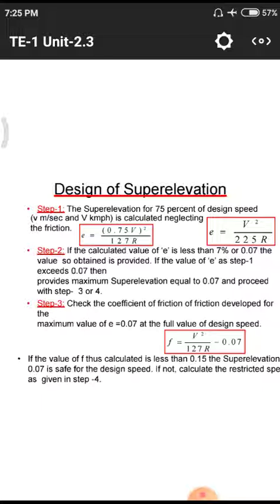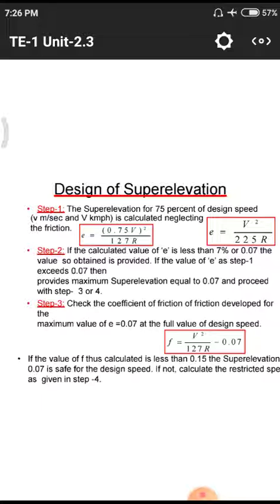Normally e plus f equals v square by r. But in the primary step, that means step 1, we are neglecting f. After step 2, we calculate with respect to velocity and radius, and we get the elevation in terms of percentage. If the elevation is less than 7, we continue the process. If it is greater than 7, we have to consider these frictional forces.